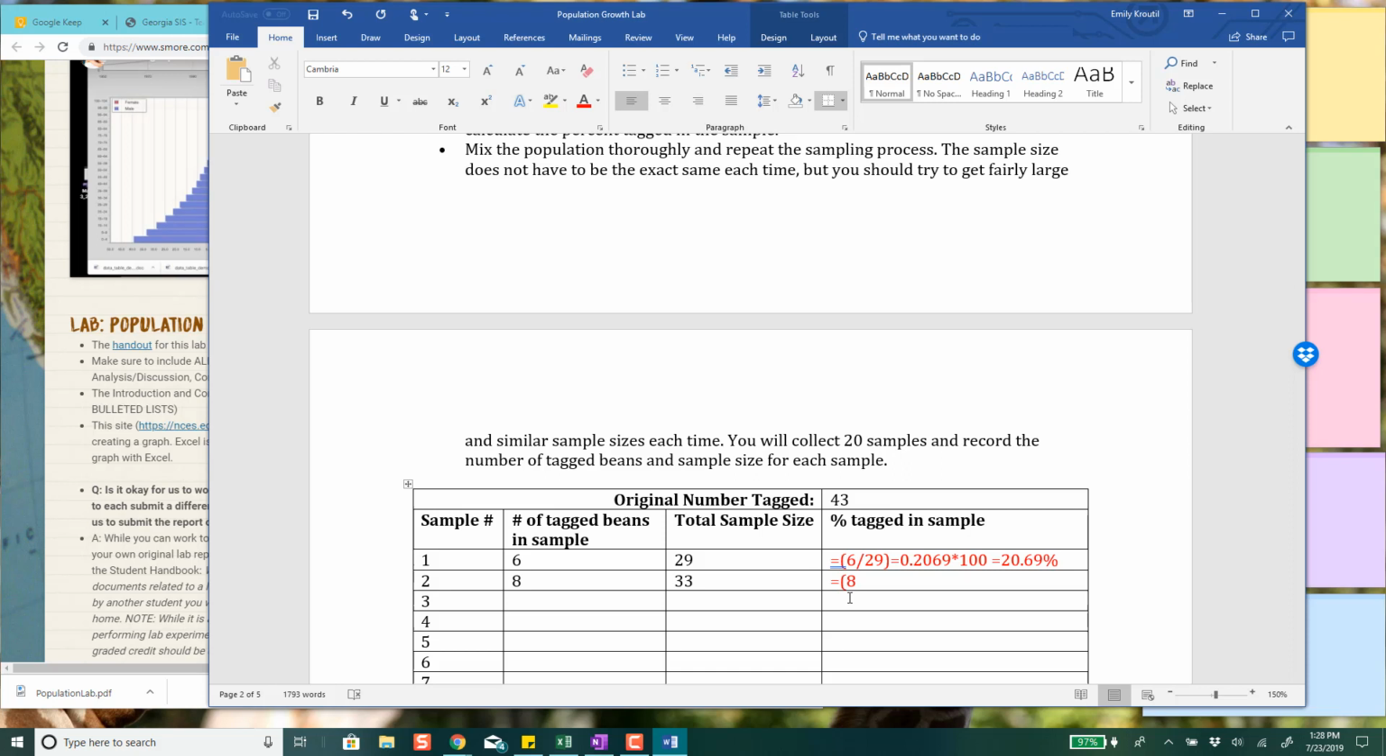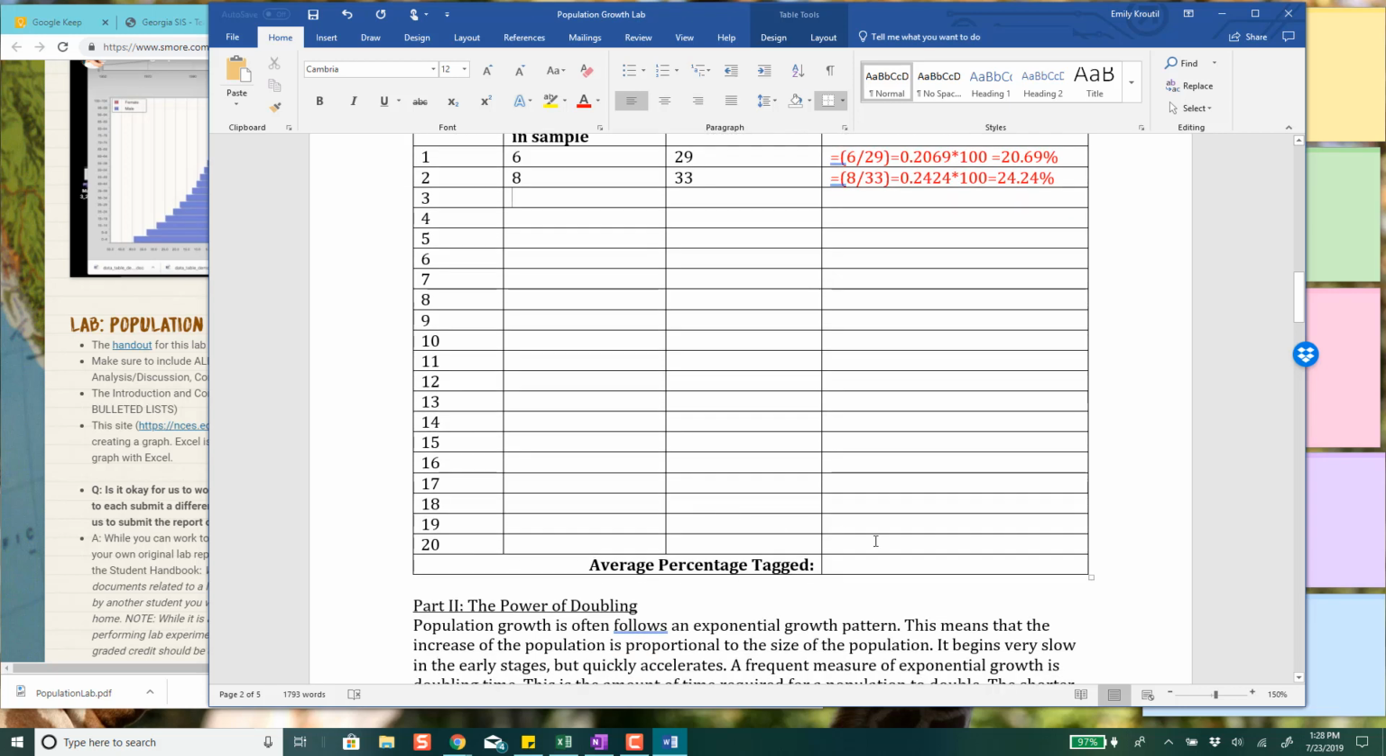They did this a second time. They put those 29 beans back in, shook the bag around, and then grabbed out some more beans. This time they happened to get 33 beans out, and 8 of those 33 beans were tagged. So that ended up being 0.2424, and you multiply it by 100 and you get 24.24%. Then you do the next one, same thing, until you've done this 20 times.